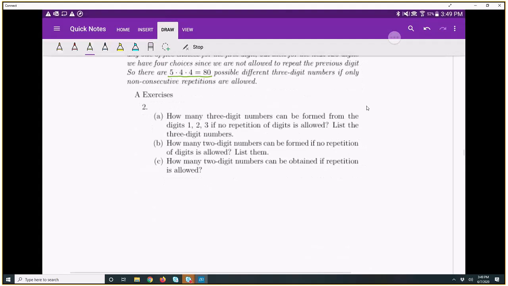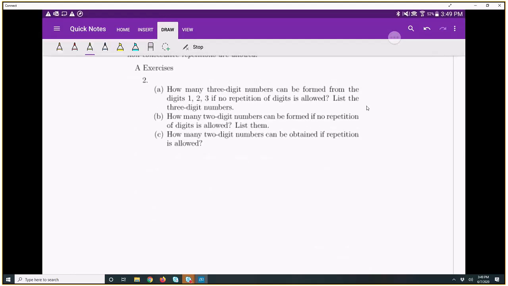Okay, let's work through a few exercises together. How many 3-digit numbers can be formed from the digits 1, 2, and 3 if no repetition of digits is allowed? List them. So my possible digits are 1, 2, and 3, and I want a 3-digit number. I'm not allowing any repetition, so I have 3 choices for the first spot, 2 choices for the next spot, and only 1 choice for the last spot. This is 3 factorial, or 6 choices, rather 6 3-digit numbers that we can form this way.